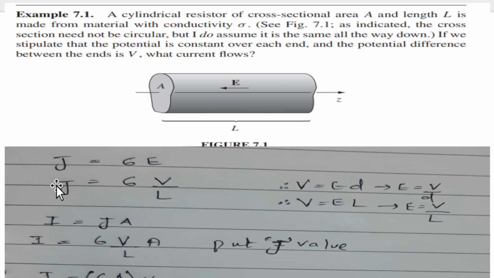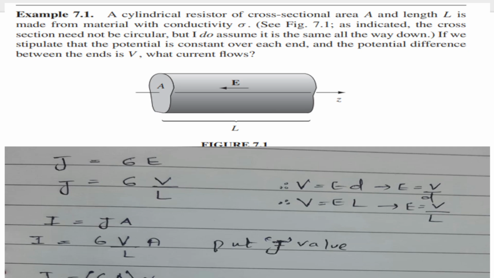Here you can see the formula for current density, which is equal to the product of the conductivity of the material and the electric field, which is the force per unit charge. Now you have to put in the value of the electric field, which is voltage over distance. So V equals E times d, and we can write L instead of d also. So you have to arrange the formula and get the value of the electric field.